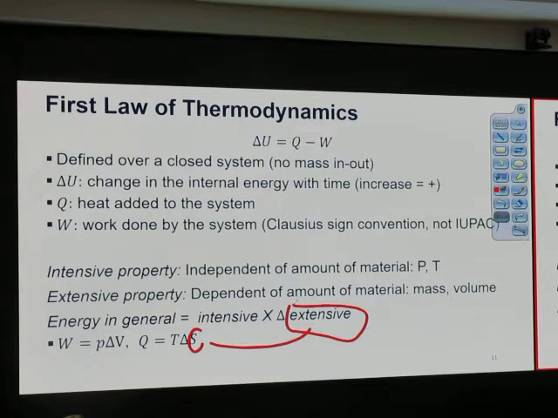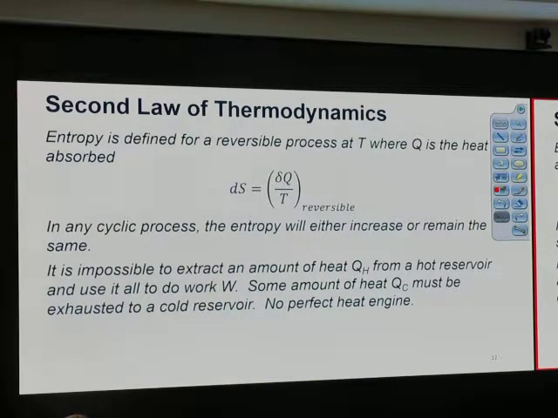For example, specific heat capacity. What is the unit of specific heat capacity? Joule per something. Per Kelvin? Per mass, per kilogram. Okay. So if it's just heat capacity, it will be just Joule per Kelvin. When it has the word specific, that will be per mass or per some kind of material. Okay, that is the second law of thermodynamics.